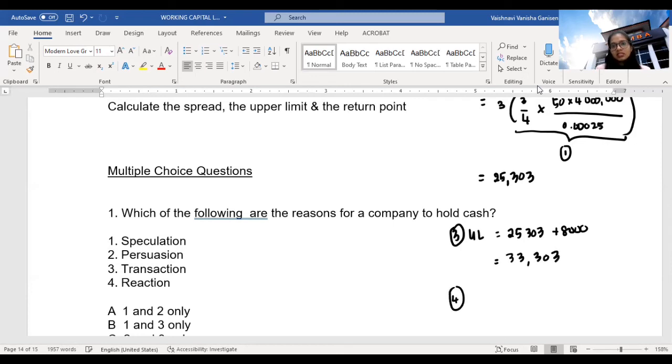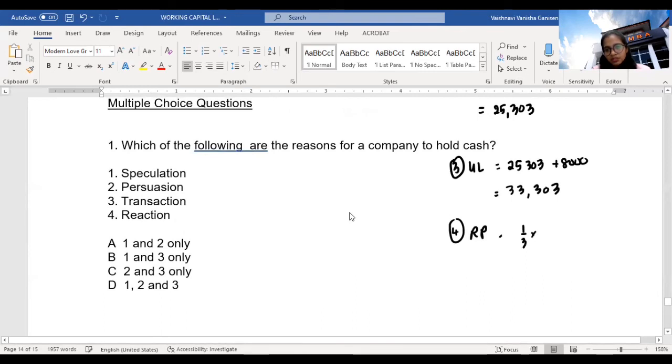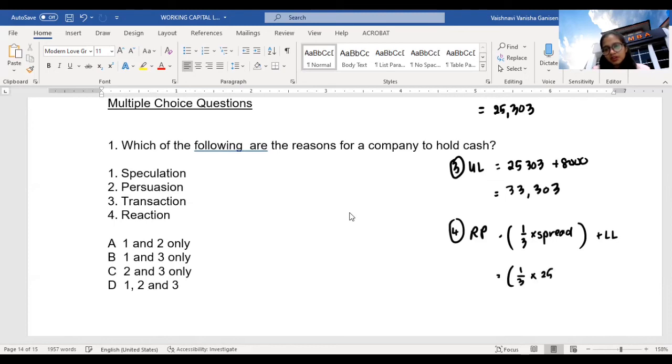And then finally, step number 4, return point. What is the formula for return point? Return point is 1 over 3 of the spread plus the lower limit. So 25,303 divided by 3, plus 8,000. Your return point should be 16,434. 16,434. All right.